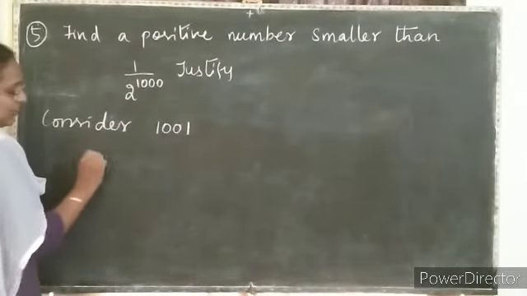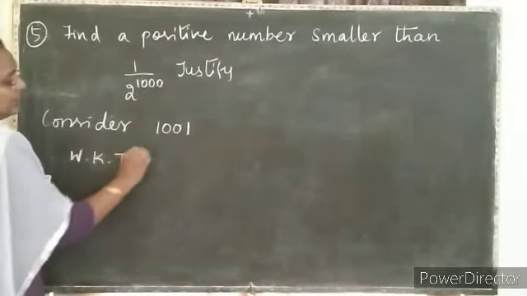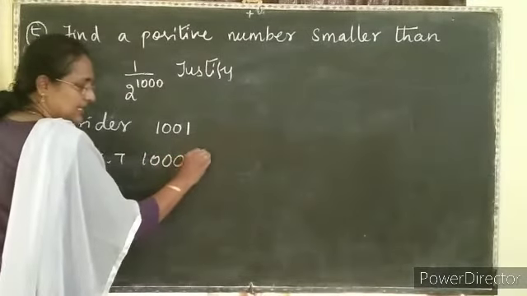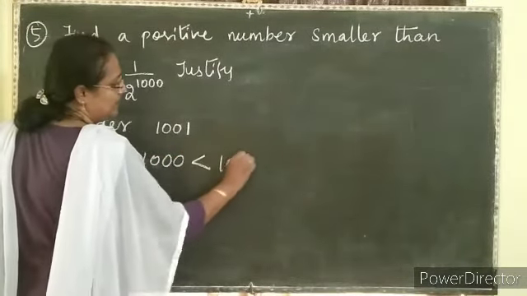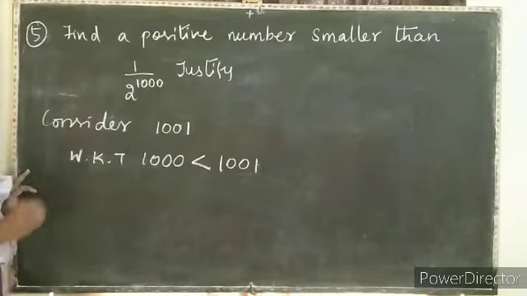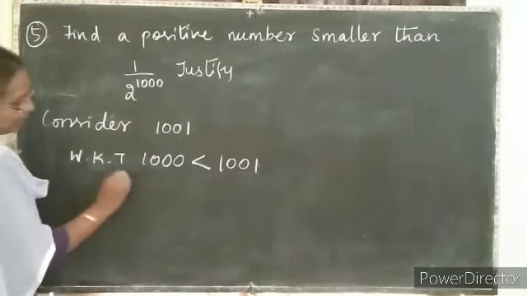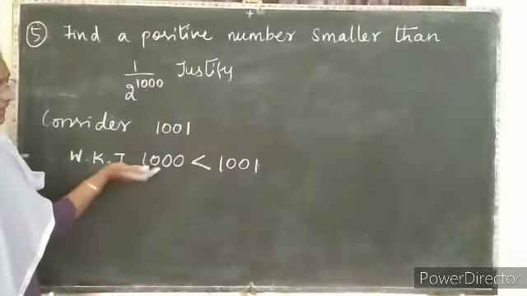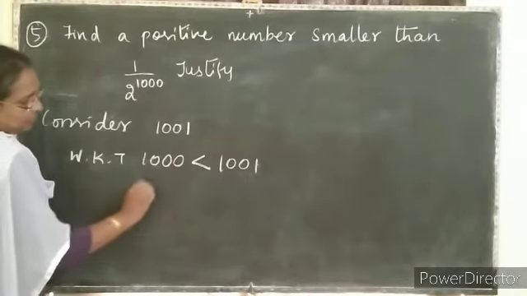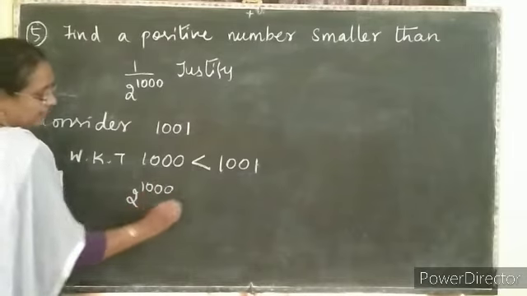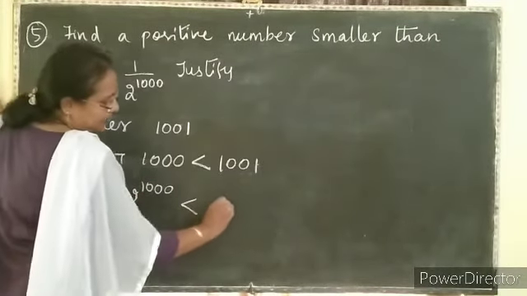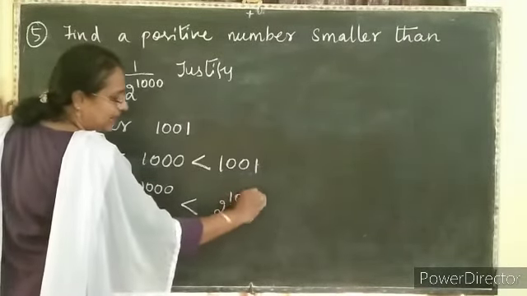Now we know that 1000 is strictly less than 1001. Do you agree? Yes or no? 1000 is strictly less than 1001. And if I raise the base 2 to these, 2 to the power 1000 will definitely be less than 2 to the power 1001.